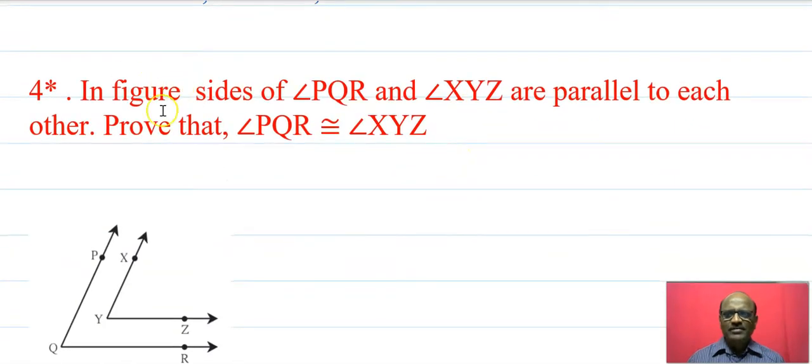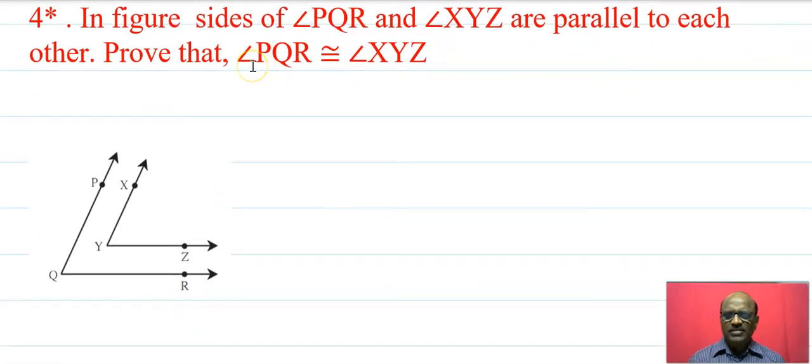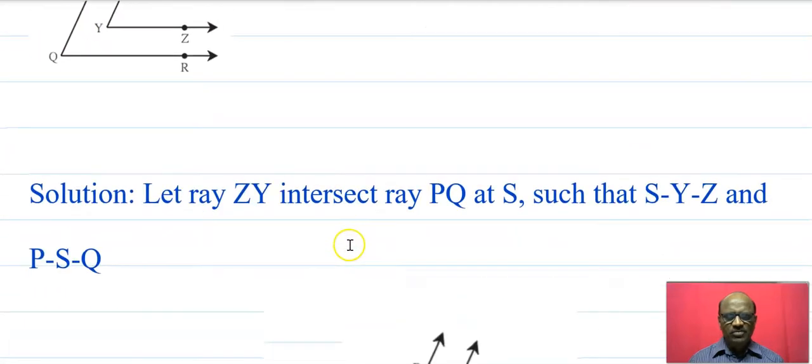In the figure, the sides of angle PQR and the sides of angle XYZ are parallel to each other. Then prove that the measure of angle PQR is congruent to the measure of angle XYZ. Means XY is parallel to PQ and YZ is parallel to QR. When this happens, the measure of angle XYZ is equal to the measure of angle PQR. Now let us prove it.